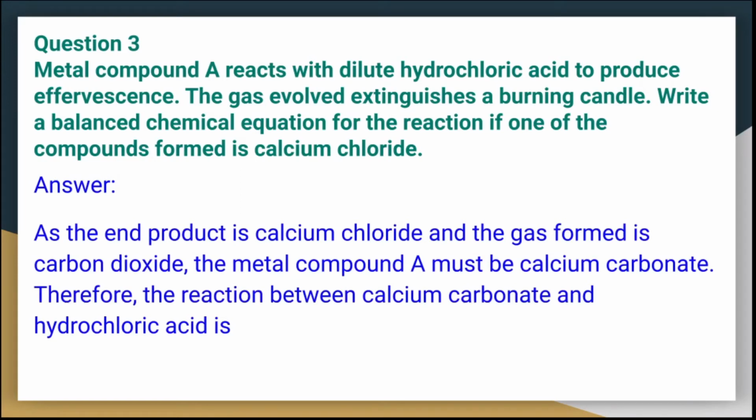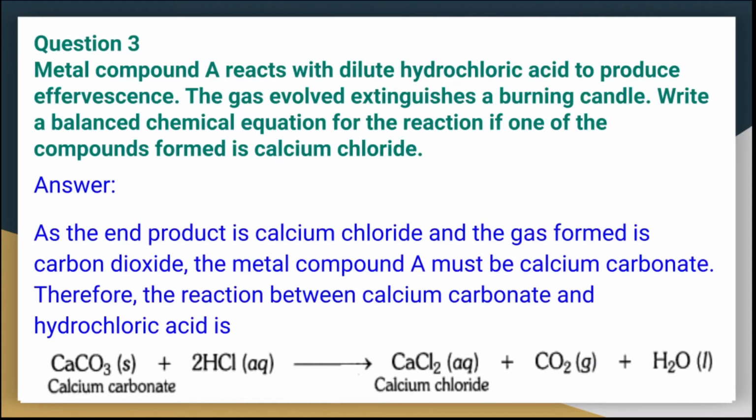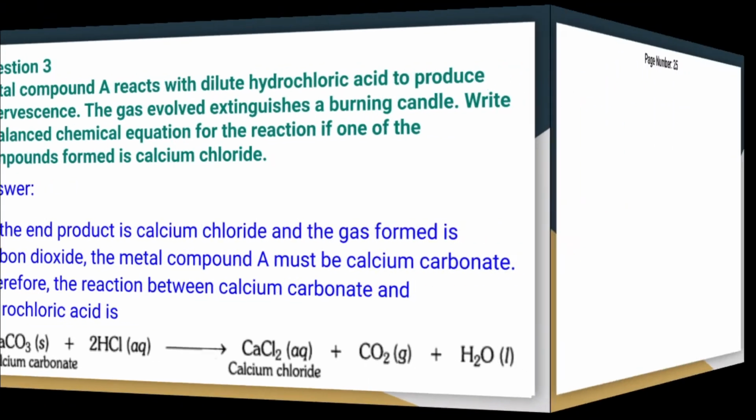as the end product is calcium chloride and the gas formed is carbon dioxide, the metal compound A must be calcium carbonate. Therefore, the reaction between calcium carbonate and hydrochloric acid can be written as CaCO3 + 2HCl gives CaCl2 + CO2 + H2O. Let's move on to the next question.